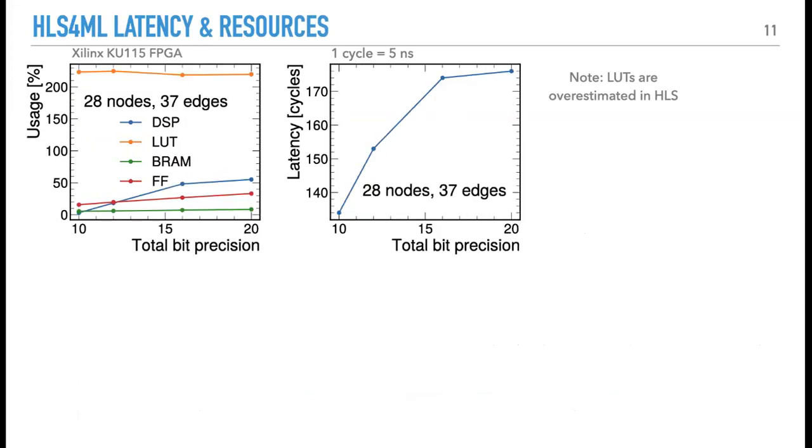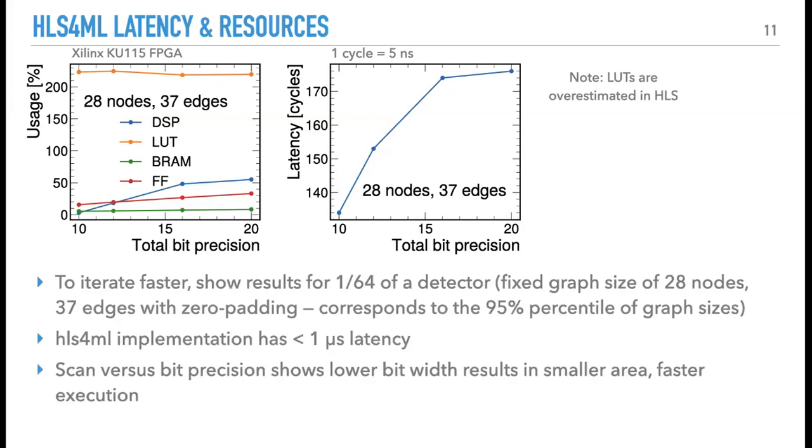I wanted to show one slide on how much the accuracy, or the AUC, the performance metric, depends on the total bit precision. What we find is that with 12 bits of precision, the model already reproduces the 32-bit floating point model. So in that sense, we only need 12 bits, but nonetheless, we show scans of the bit precision so that you can get an idea of how the resources depend on that choice. And again, to iterate faster, we are showing results for 1/64th of a detector. So this is a fixed graph size of up to 28 nodes and 37 edges.